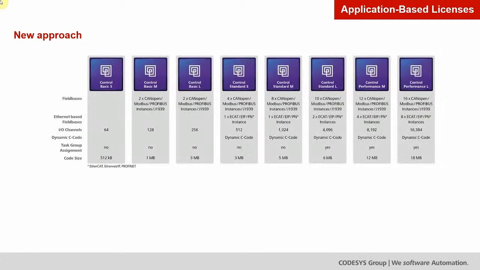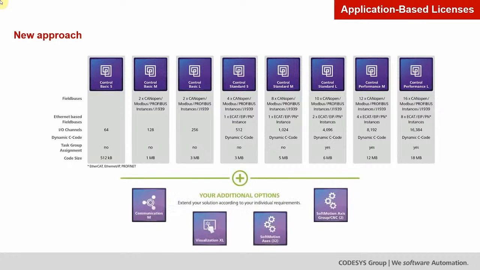The new approach looks as follows. License prices are now based on the functionality of the application. Applications are categorized into different performance classes based on suitable features. The metrics that are used are the type and number of Fieldbus instances, the I/O channels, and the code size, for example. Additional functions such as visualization, soft motion, and communication can be purchased separately if required. We see many advantages with this new system.